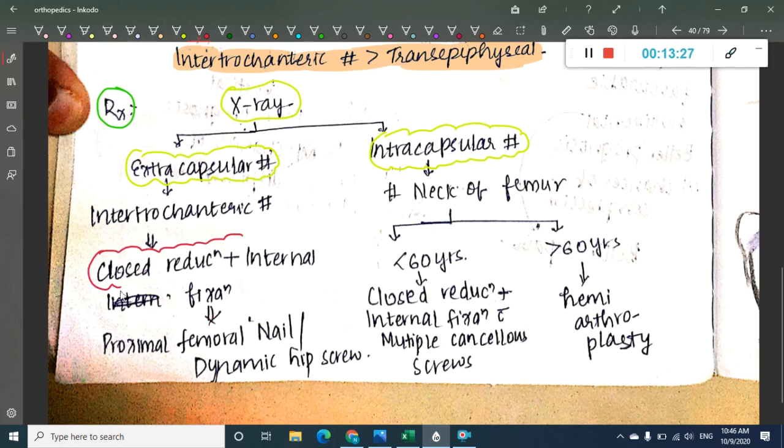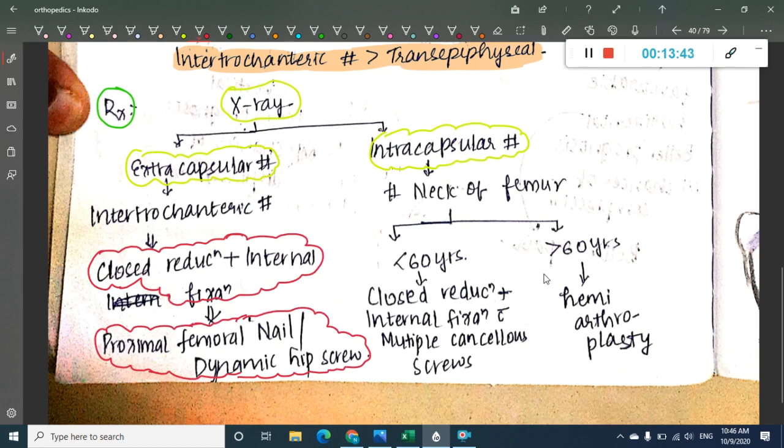For this closed reduction and internal fixation, we can use either a dynamic hip screw or a proximal femoral nail. Okay, we can do closed reduction and internal fixation, and here you can do either dynamic hip screw or proximal femoral nail. That is for extracapsular.